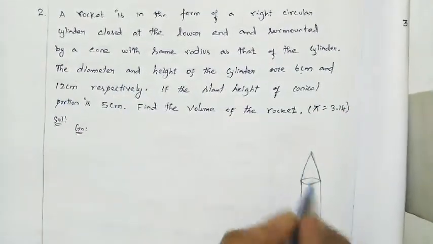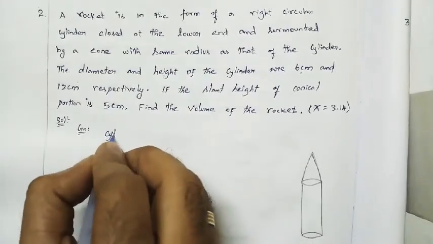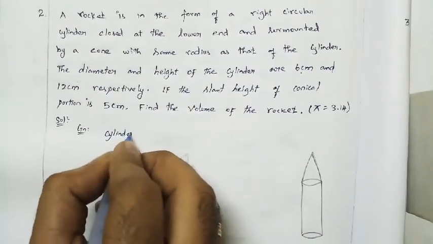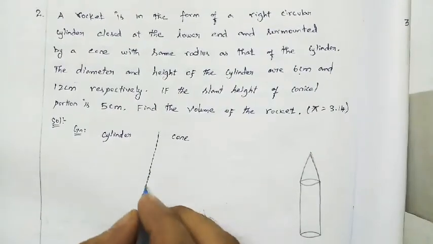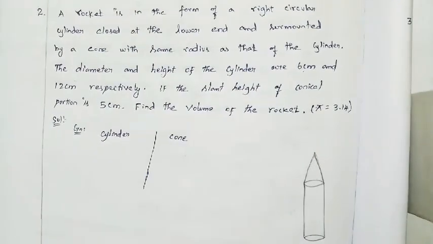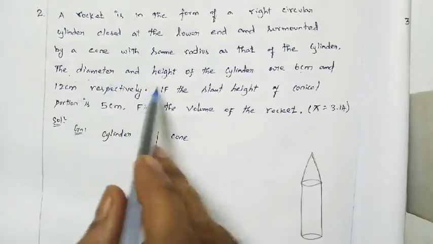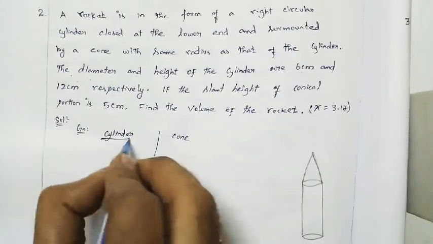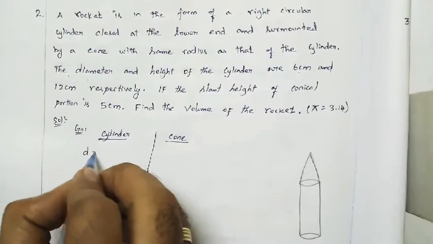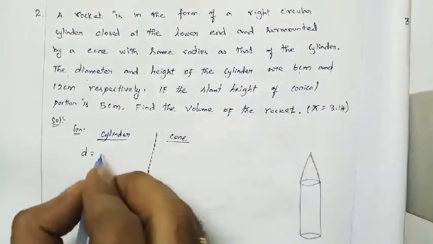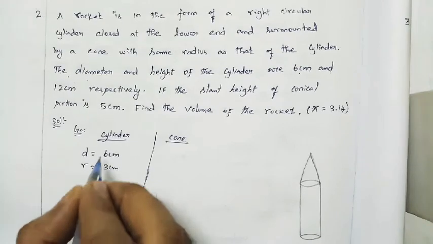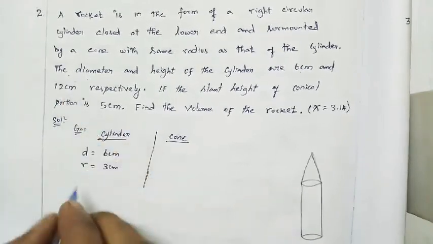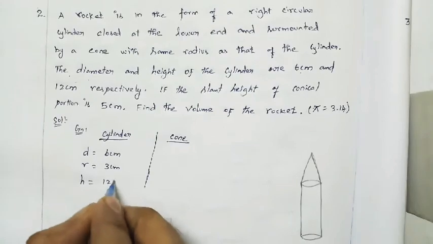So first we can write that. What are the shapes we are having? Right circular cylinder and right circular cone, right? We are having two shapes. So what are the givens we are having? The diameter and height of the cylinder. Diameter is equal to how much? 6 centimeter. From that we can say that radius is equal to 3 centimeter. 6 by 2, 3 centimeter. And height is nothing but 12 centimeter.